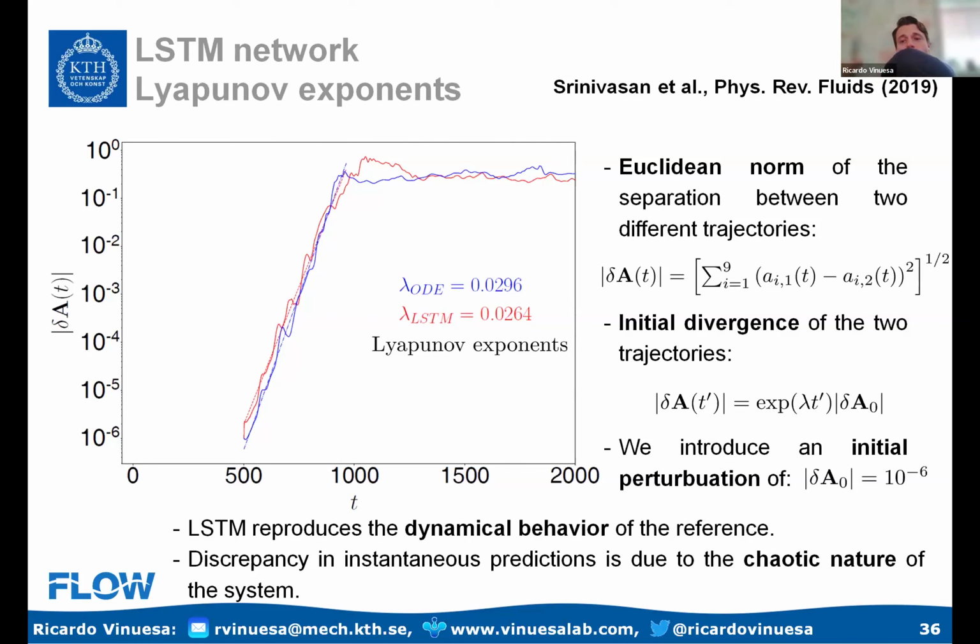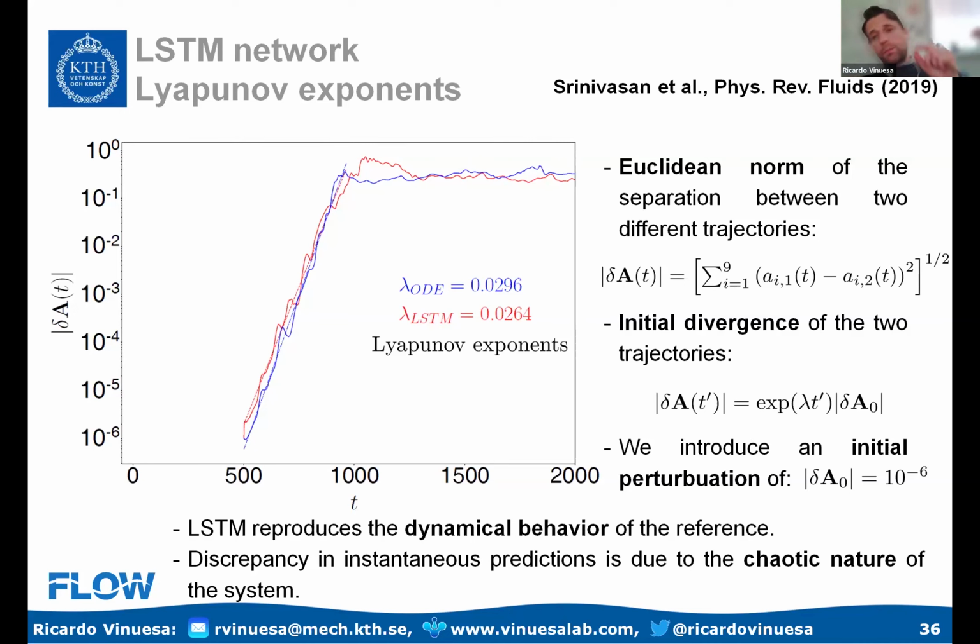By measuring the slope of this straight line, what I'm doing is estimating the rate of change of this exponential increase, in other words, the Lyapunov exponent. So the argument of this exponential growth is what we call the Lyapunov exponent. You can see that the Lyapunov exponent is the same in the original system and in the prediction of the LSTM network, meaning again that we're able to very effectively reproduce the physics and the dynamics of the original system.